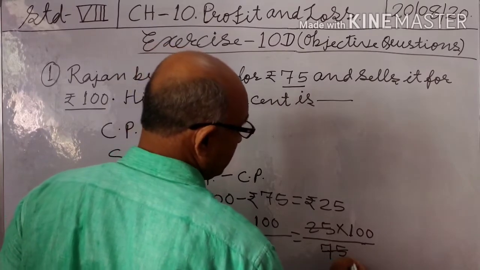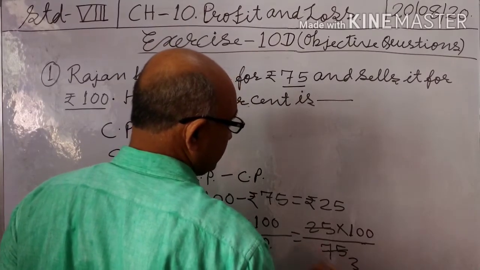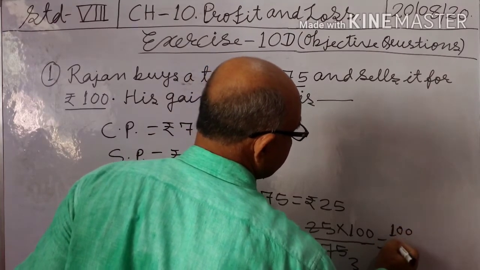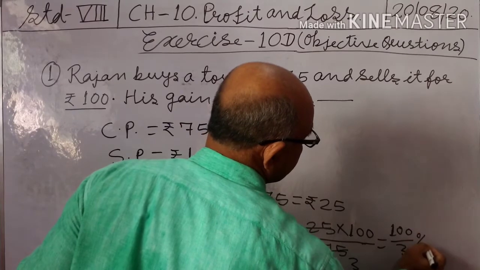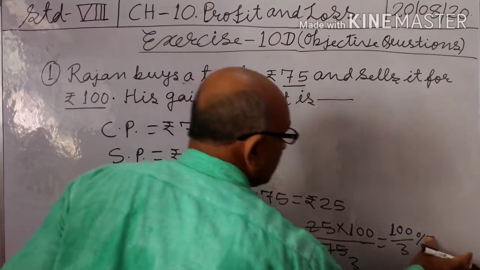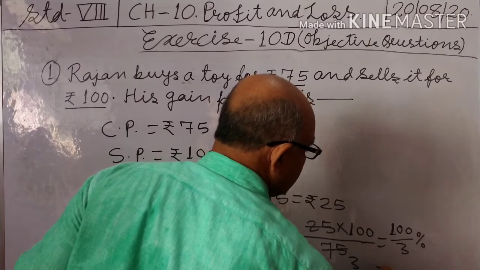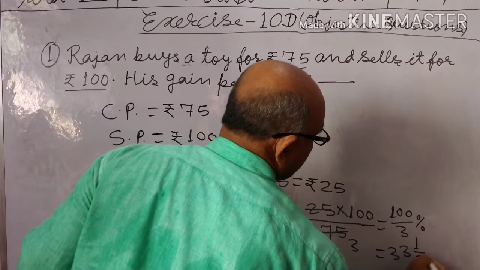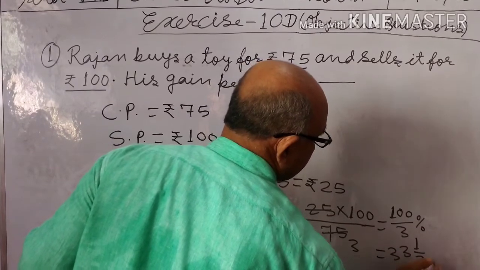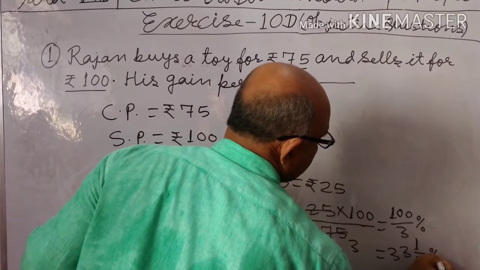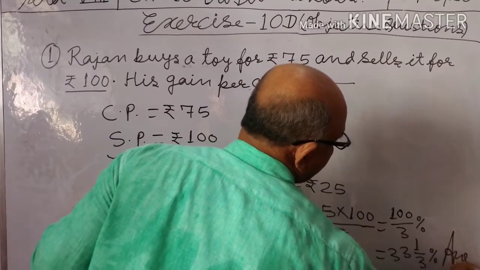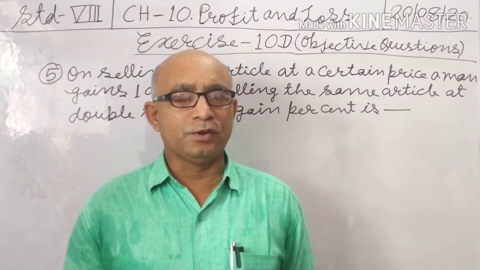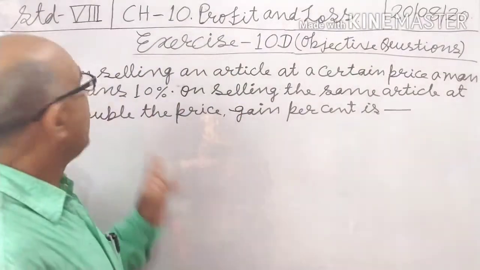25 by 75, 3 times, and 100 by 3 percent. Means 100 by 3 percent means 33 and 1 by 3 percent, answer. Understand and write it. Students, next question is question number 5.